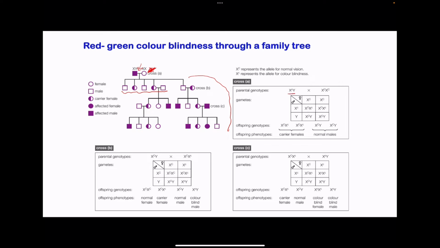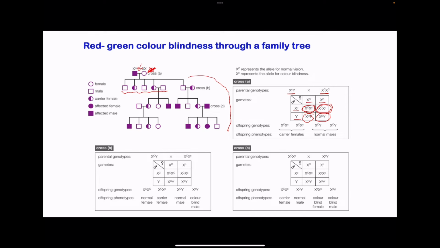If this is the genotype of the parent and that, we're going to carry out a test cross. So the gametes present are that and that from the female, which is the mother, and from the male, they're that and that. Here we see this individual and that individual are carriers, while this individual and that individual are going to be normal because they do not have the recessive allele.